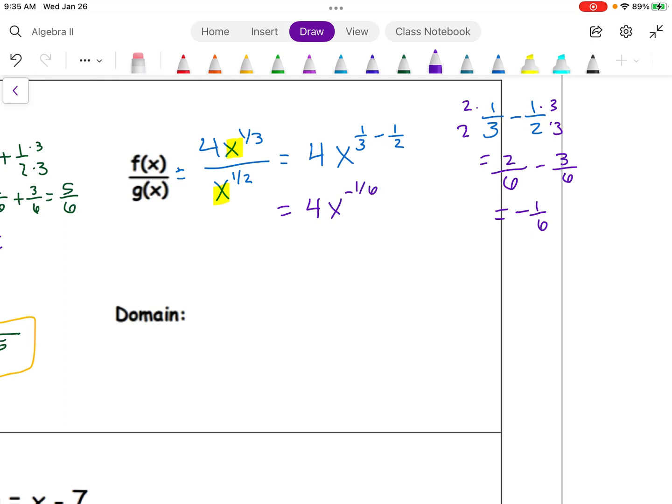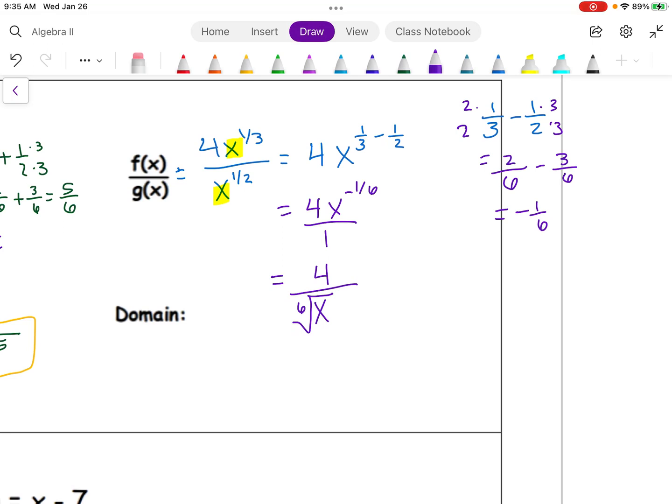Well, we can't have any negative exponents. So thinking back, remember that if you have a negative exponent, you need to move it to the other half of your fraction. So this gives us 4 times x to the 1/6, which we could also write as 4 over the 6th root of x.